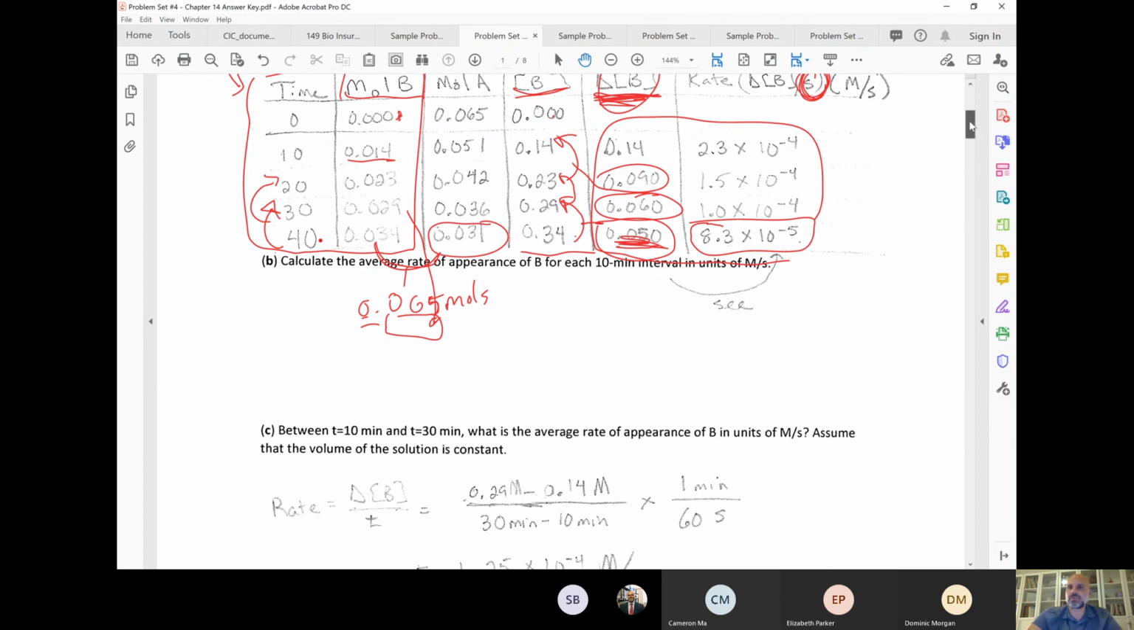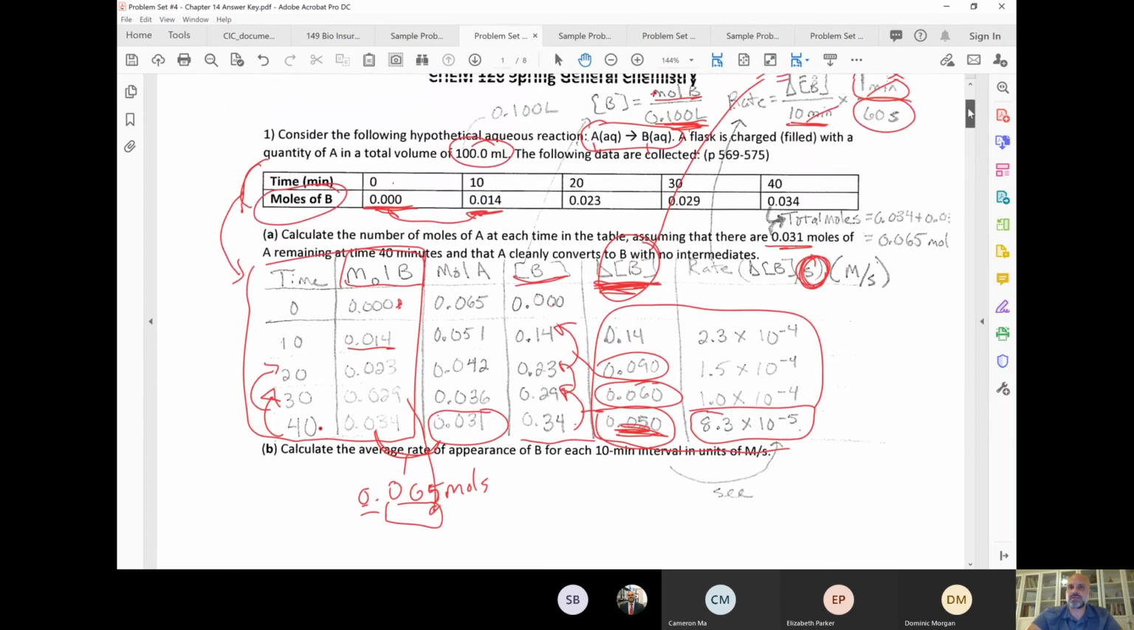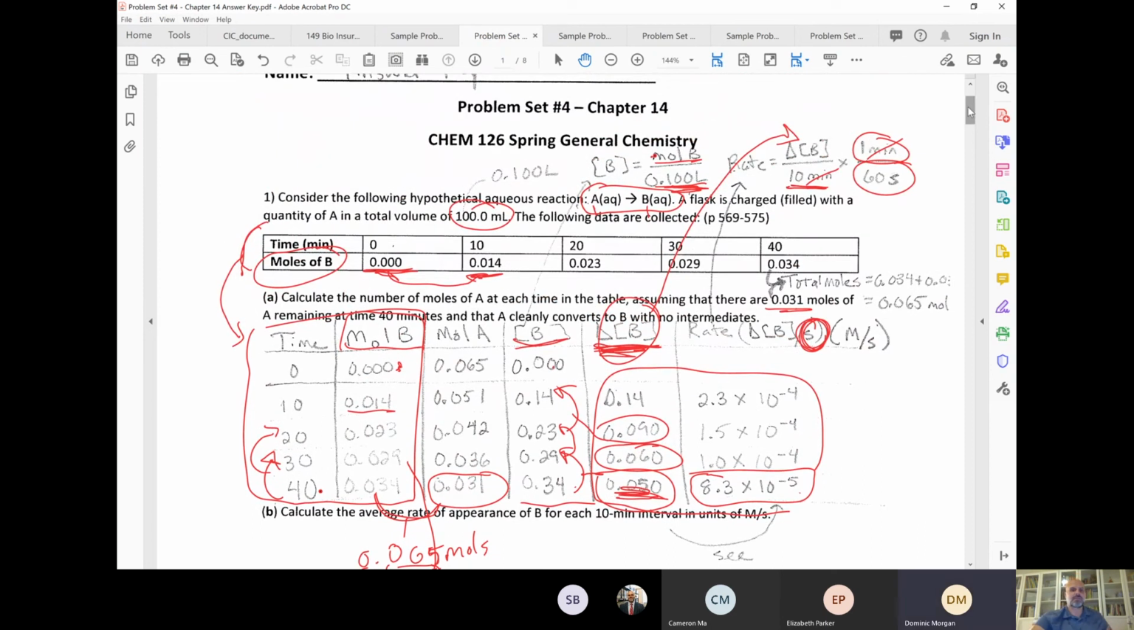Do you need any more clarification? No, I think that's good. There's a lot of scribbles there, but anyone else?